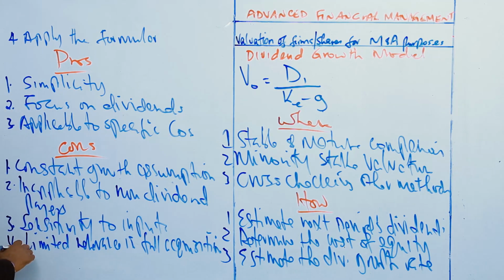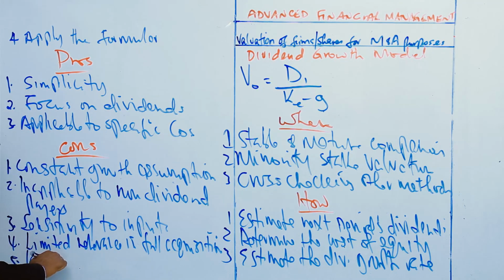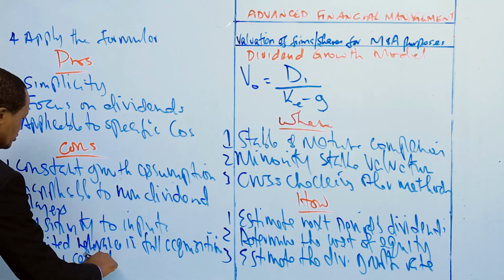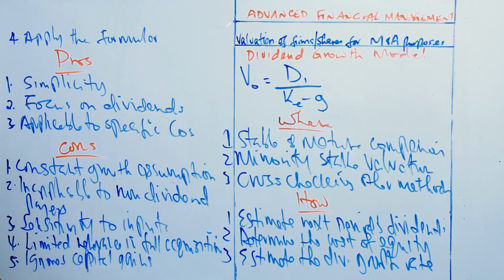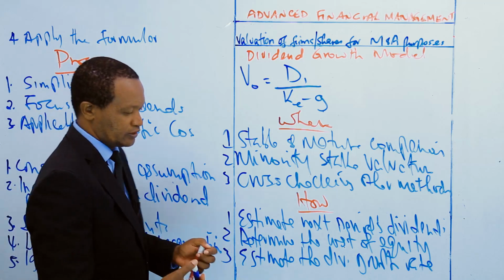5, it ignores capital gains. It doesn't account for potential capital gains from stock price appreciation. So these are some of the disadvantages of the dividend growth model.